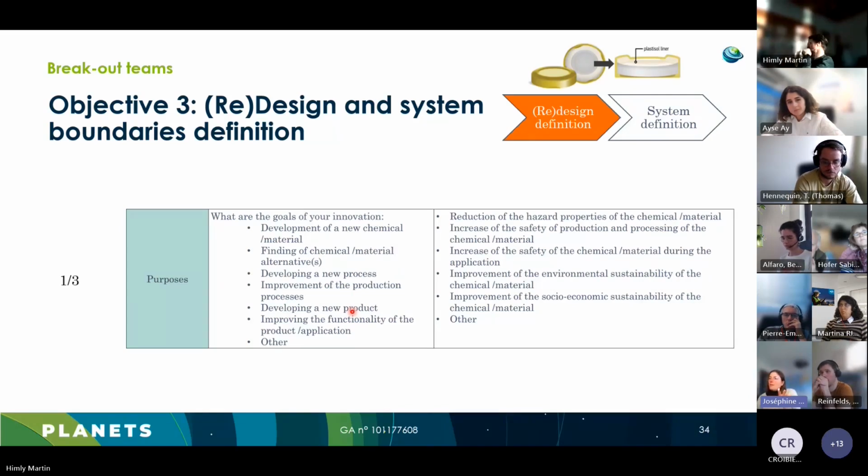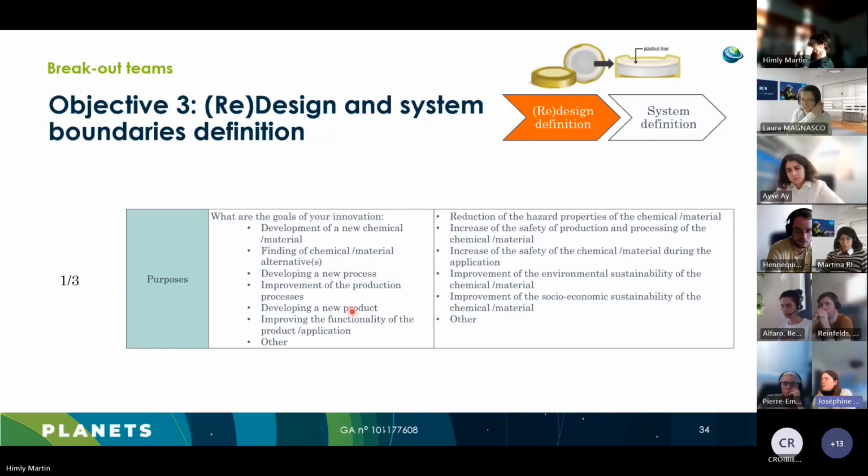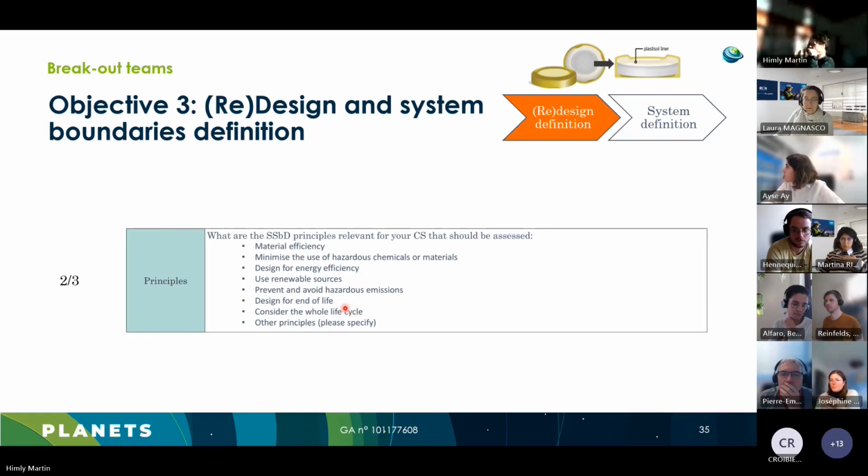So you will have this question in a dedicated PDF, which is in the folder of today's session. And during the breakout session, you will be asked to go back to this question and to find what the goals of innovation are in the case study. Once the purposes are identified, we can go on to the principles identification.